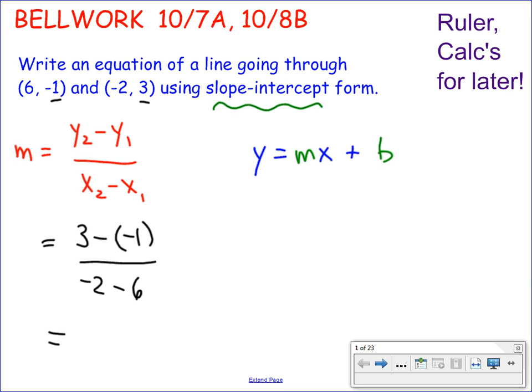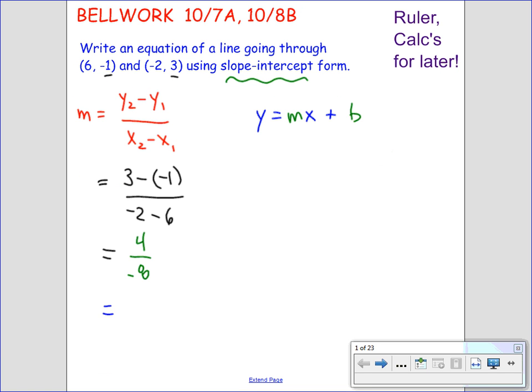So we'll finish our slope calculation. On top, 3 minus the negative 1 is going to be 4. And then negative 2 minus 6 is going to be negative 8. So I'm getting negative 1/2 for my slope. Go ahead and raise your hand if you got that as well. Negative 1/2 for your slope.